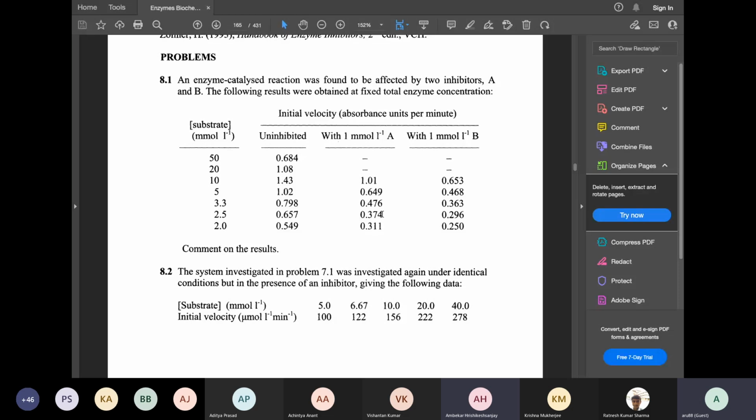Can you see my screen? Yes, sir. Problem 8.1. Yes. So you can take a screenshot of it on your mobile and use this data.